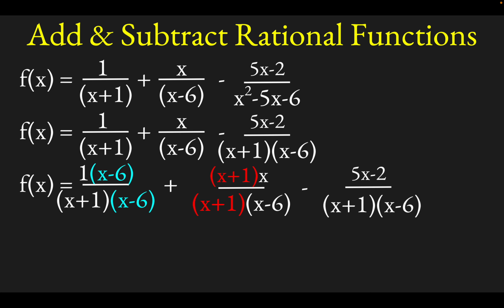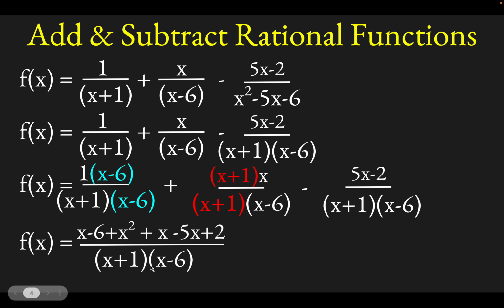Now, since we have common denominators, those three terms can be placed over one denominator of x plus 1 times x minus 6. Then I've just collected everything that was in the numerator. So 1 times x will give you x. 1 times negative 6 will give you negative 6. We have x times x to give you x squared, 1 times x to give you x. And the thing you've got to watch is this negative sign would distribute to both of the terms in the top here. So you'd have minus 5x, but then a plus 2, which is easy to screw up. So just watch out for that.